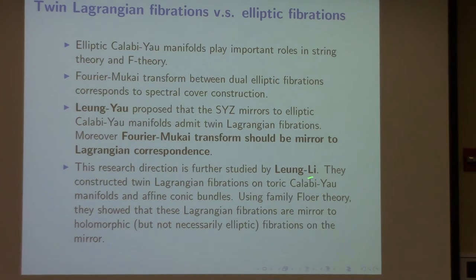He constructs Lagrangian fibrations on Calabi-Yau manifolds and affine conic bundles. Using family Floer homology, they show that these Lagrangian fibrations are mirror to holomorphic elliptic fibrations. So this explains some interesting questions about elliptic Calabi-Yau manifolds, the role they play in terms of the symplectic side, where you have two Lagrangian fibrations.